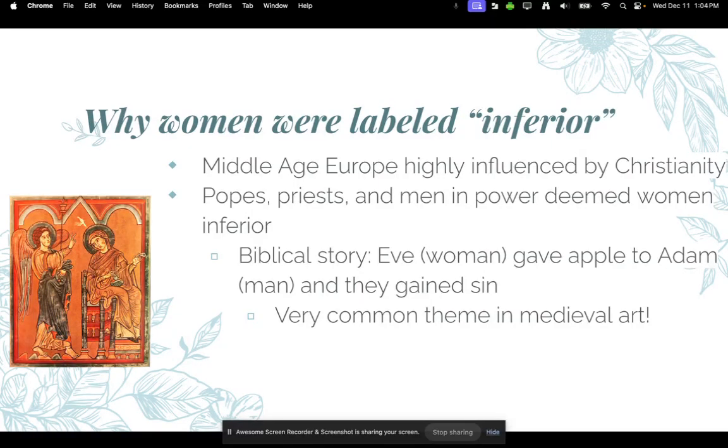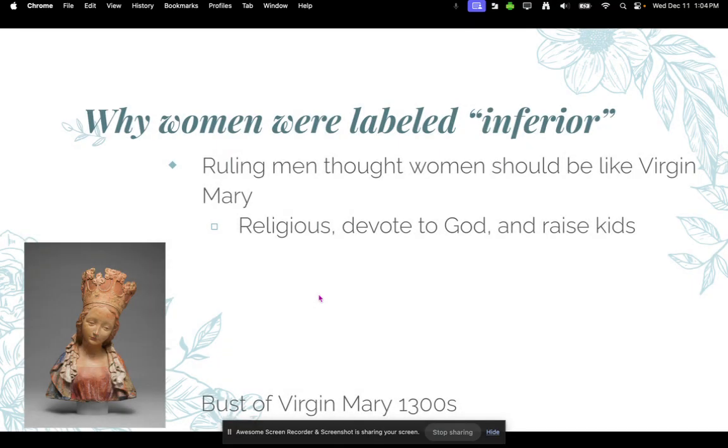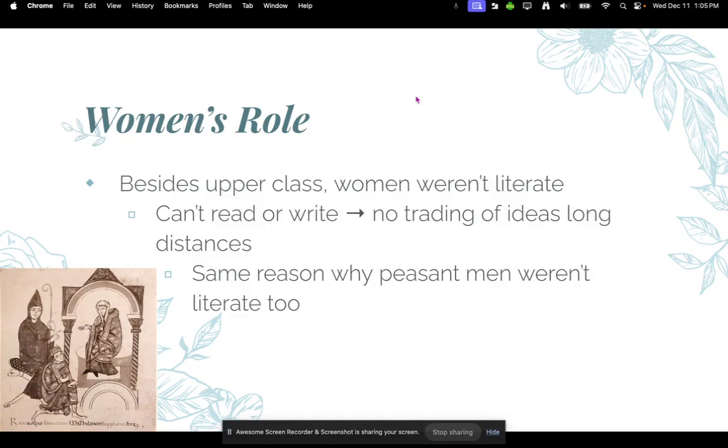And this is a very common theme in medieval art. If you ever look through medieval art, you'll see a lot of paintings and statues of the story of Adam and Eve. So why were women labeled as inferior as well? Ruling men thought that women should be like the Virgin Mary. The Virgin Mary is the mother of Jesus. And because of that, they believed that women should be religious, they should be devoted to God and raise their kids. The Virgin Mary is a huge art theme as well during the Middle Ages. You'll see a ton of statues of her.